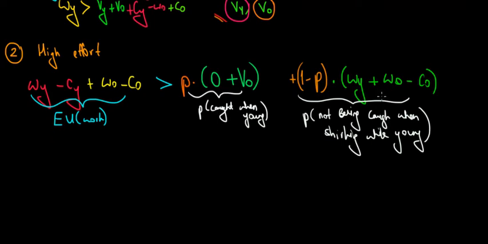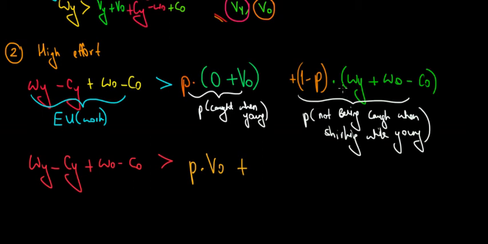I know this grammar doesn't make sense, but the highlight is there. So this is what matters. Now it's a matter of math. We have to open the brackets and see what we get as a result. We have Wy minus cost of effort when young plus Wo minus cost of effort when old greater than the following. What do we have here? P times Vo, P multiplied with Vo, and over here we will open the brackets.